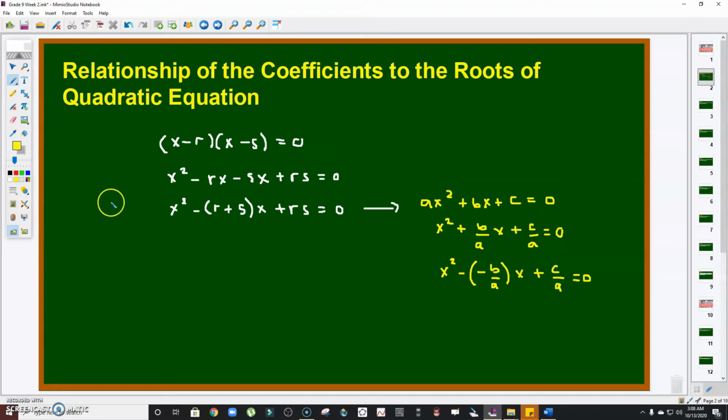So, once again, let me rewrite. This is x squared, copying it here, minus R plus S times x, plus rs equals 0.